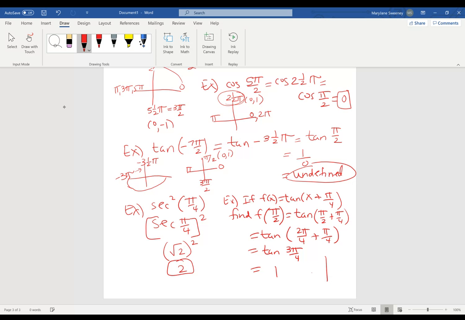Now 3 pi over 4, this is where I would think, okay, 4 pi over 4 is here, right? Pi. So 3 pi over 4 would be second quadrant, because we're going counterclockwise, positive angles counterclockwise. You're in the second quadrant, which means tan is negative in the second quadrant.